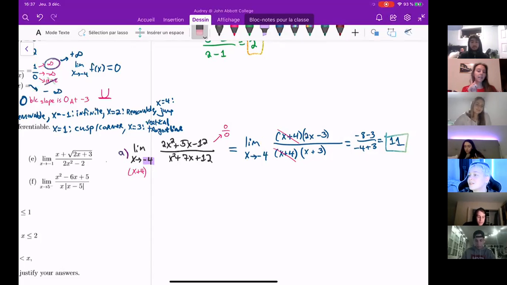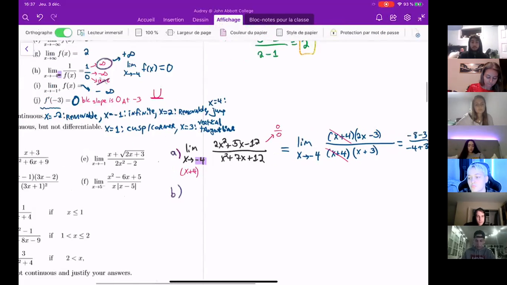So this is one of the techniques we learned for taking limits. We learned that sometimes we just have to factor and cancel. We also learned a few other techniques, so let's go ahead and look at B now.